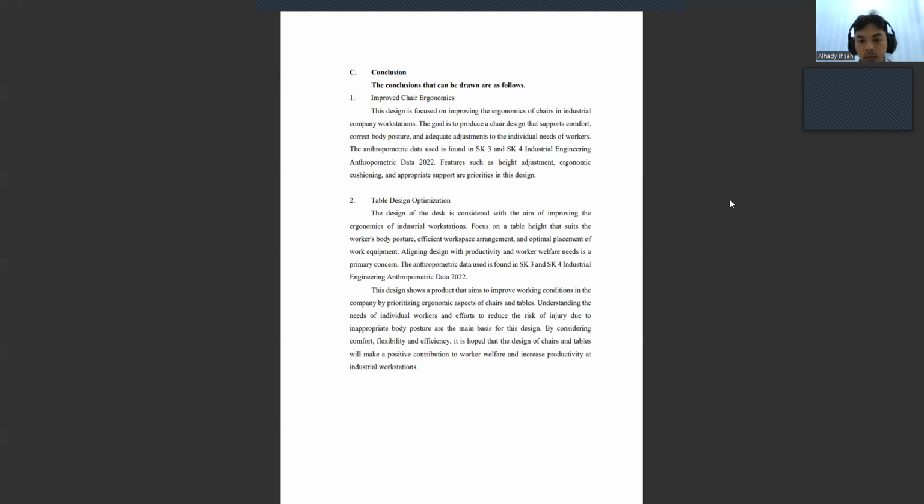This design shows a product that aims to improve working conditions in the company by prioritizing ergonomic aspects of chairs and tables, understanding the needs of individual workers, and making an effort to reduce the risk of injury due to inappropriate body posture, which are the main basis for this design. By considering comfort, flexibility, and efficiency, it is hoped that the designed chairs and tables will make a positive contribution to worker welfare and increase productivity at industrial workstations.